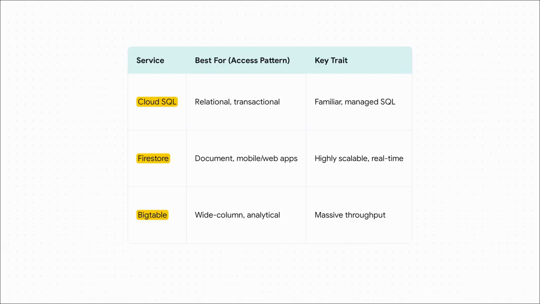The key is so simple. Match the tool to the access pattern. You got classic transactional data? Cloud SQL is a fantastic managed service for that. Building a real-time web or mobile app with flexible data? Firestore was literally designed for that. Need to crunch massive analytical data sets with insane throughput? That is a perfect job for Bigtable. Getting this choice right is a huge win for efficiency.